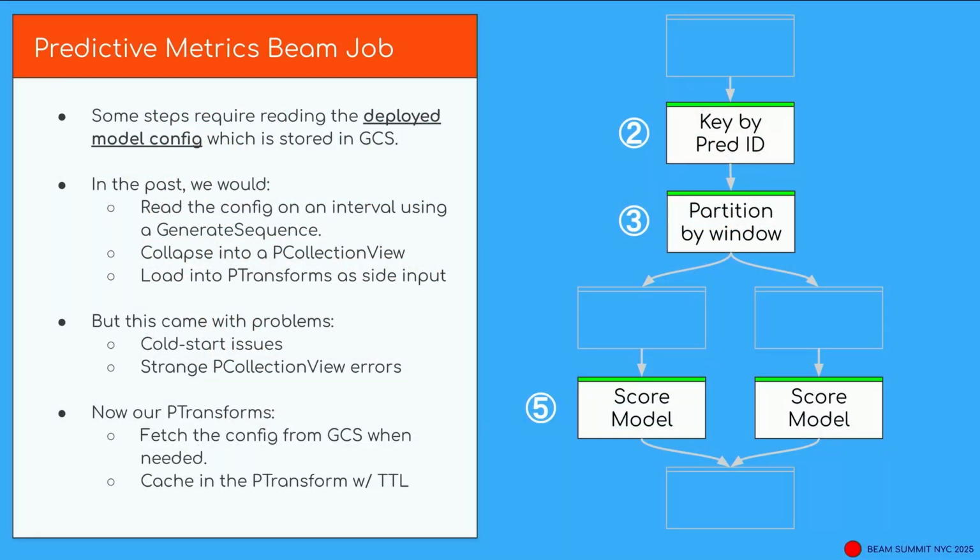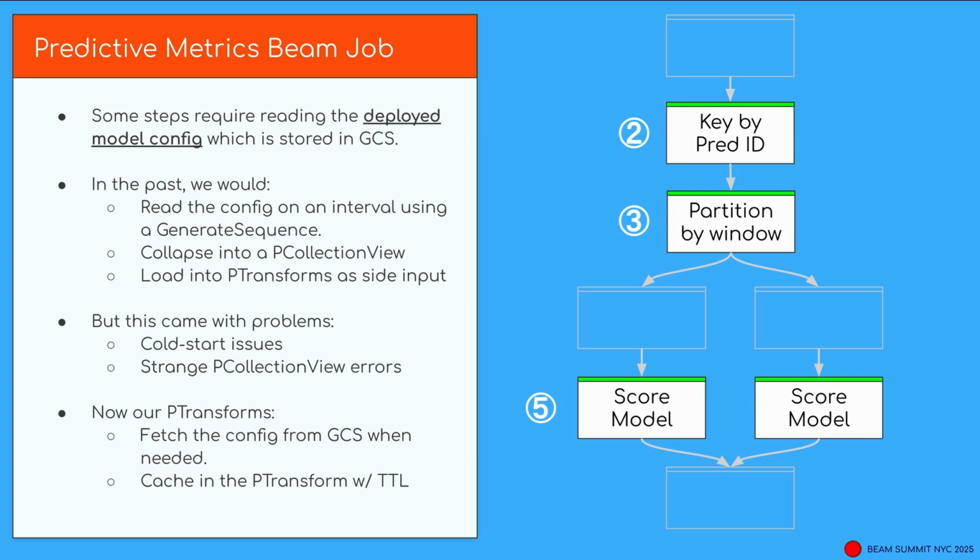And then the last thing to note here, which I think is interesting, is that when we first started building Beam jobs, we did a lot of reading a config in from the side. For example, for the calc metrics job, we had to know what metrics we were calculating. We had to know what the formula was. And what we used to do is the thing that I think you'll sometimes see blog posts talk about, where you run the sequence generator, and you have that go and fetch requests to some API to get back the config, and then you collapse that into a PCollection view, and you load that into the PTransform as a side input.